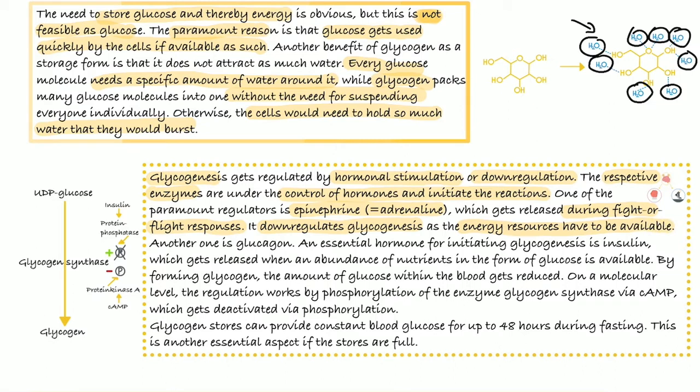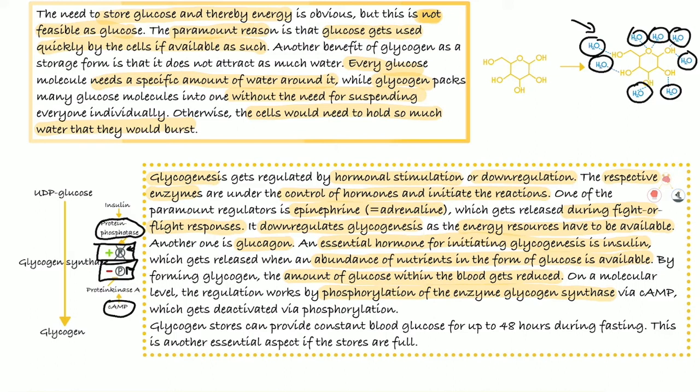Another important hormone is glucagon. And an essential hormone for initiating glycogenesis is insulin. Insulin gets released when there are a lot of nutrients in the blood. And by forming glycogen, the amount of glucose within the blood gets reduced. When we're just taking a brief look at the molecular level, the regulation of the enzyme works by phosphorylation via cAMP and also via the protein phosphatase. The enzyme is active when it's not phosphorylated.